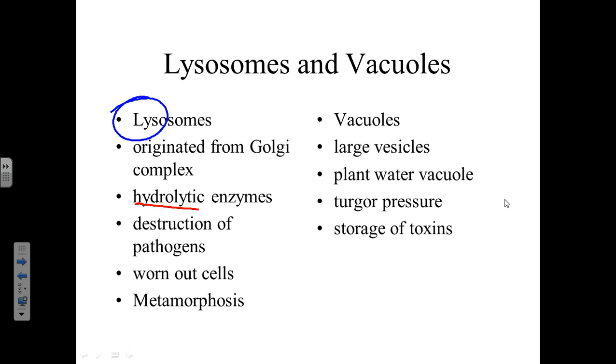Lysosomes are real important in your body. When you have cells that die, old worn out, dead cells, they get broken down. The pieces get reused, like the amino acids get reused. Any parts that can be reused are reused. In your white blood cells, what do white blood cells do?